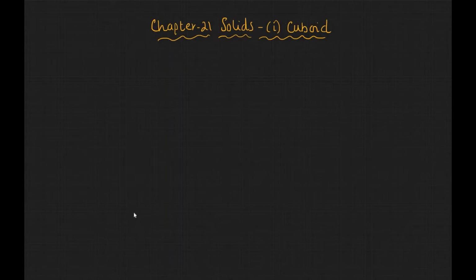So first let's look at a cuboid. A cuboid is a rectangular solid with 6 faces. You might have also seen this called a rectangular prism. So let's say this is a cuboid.